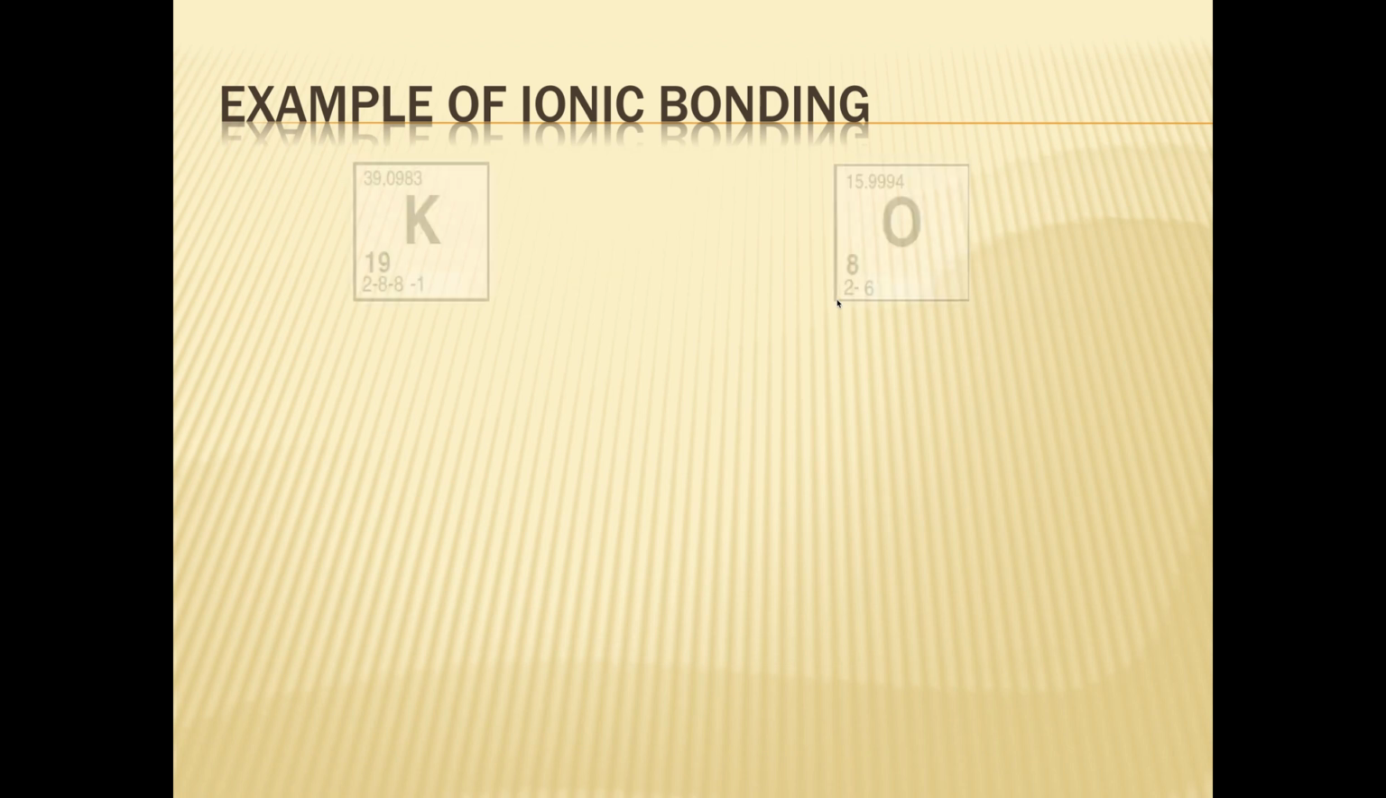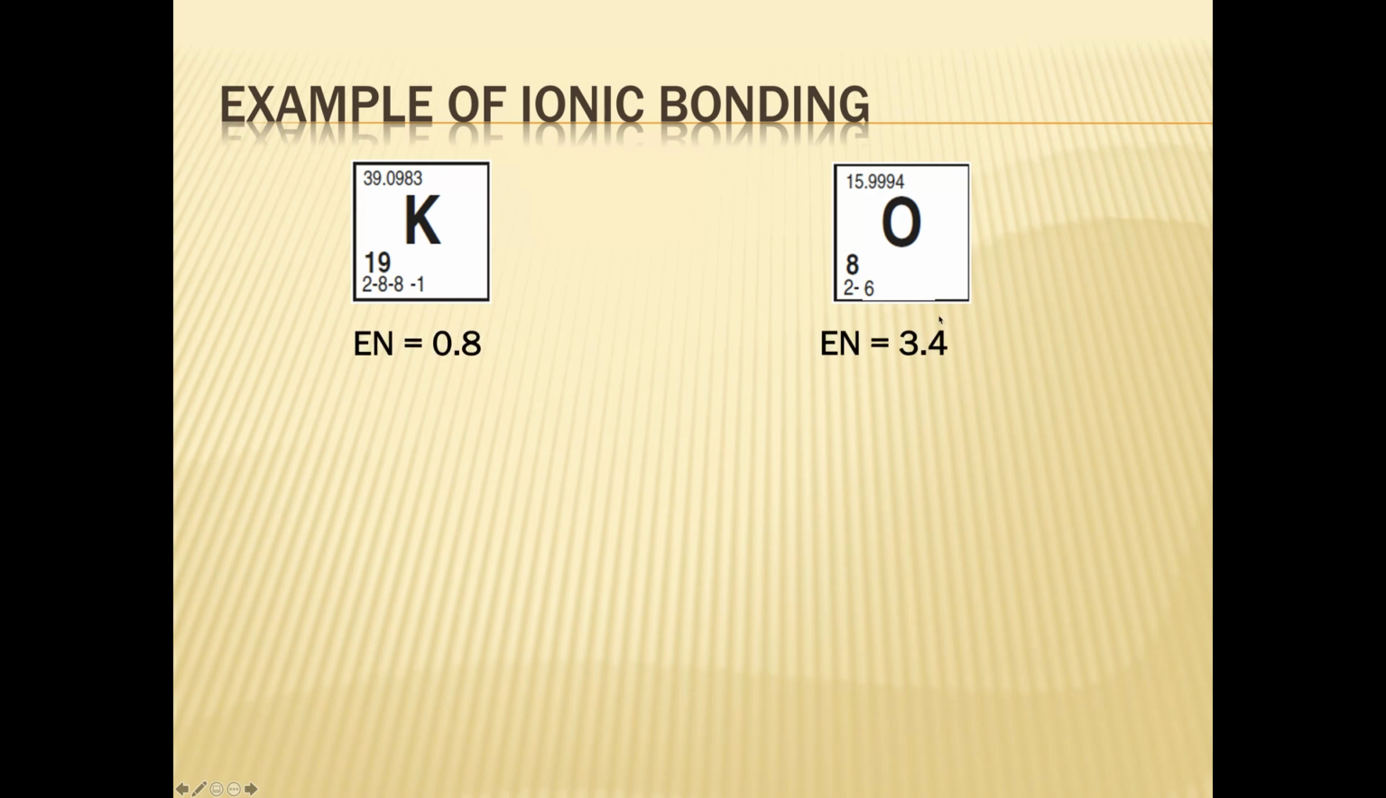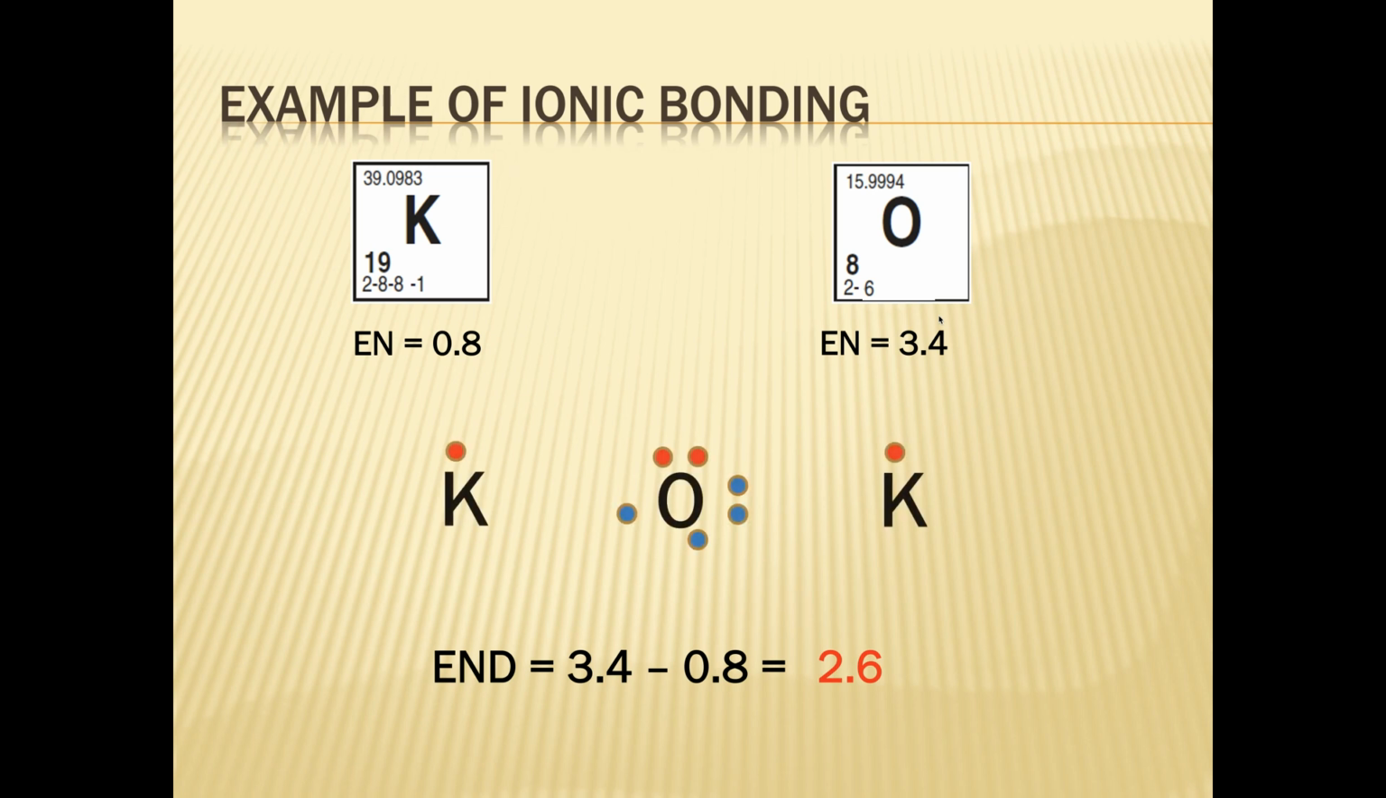Here's another example of ionic bonding, potassium and oxygen. You'll notice potassium has only one electron to lose, but oxygen needs 2 more electrons to make a stable octet. If we take the difference between their electronegativities, once again, that's well above 1.7, which means oxygen has more than enough power to take potassium's electron from it.